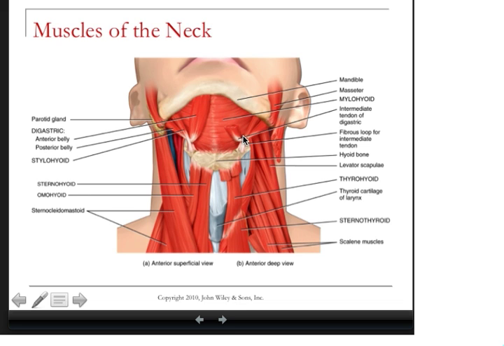The stylohyoid muscle, this little guy right here, attaches to the hyoid bone and to the styloid process of the temporal bone. Okay, that's why it's called the stylohyoid. Okay, the sternohyoid muscle attaches to the hyoid bone, there it is, and to the sternum.